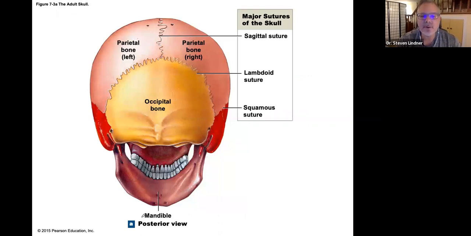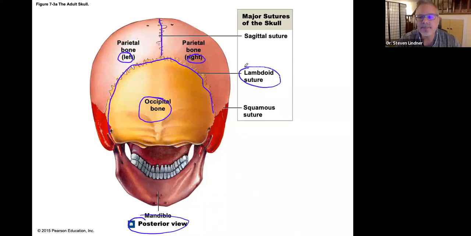So now we're looking at the posterior view, and we can see the left and the right parietal bones. We can see the sagittal suture, and now we see the occipital bone, known as the occiput or occipital bone. Then we could see lambda, the lambdoidal suture. Okay.